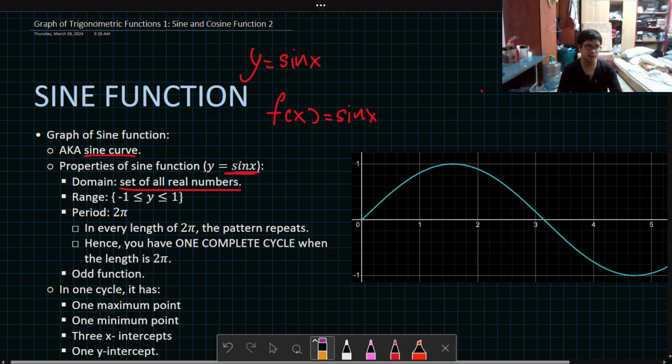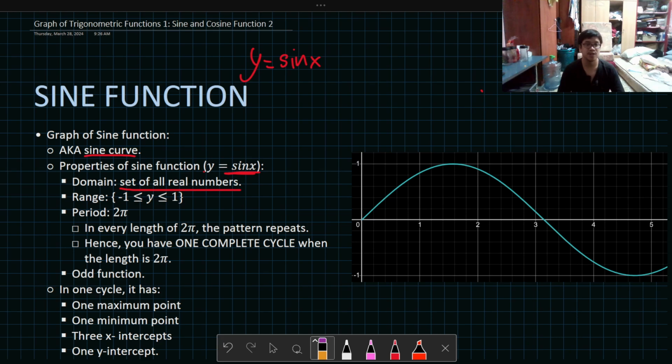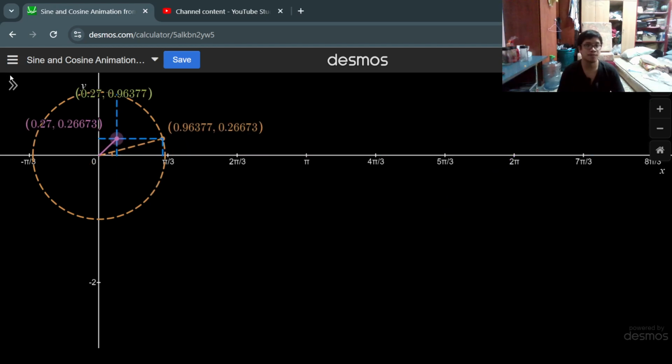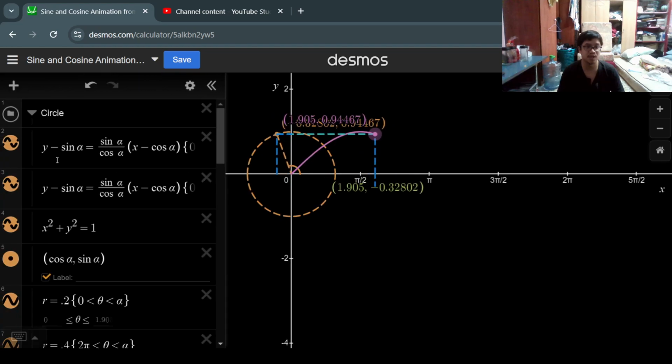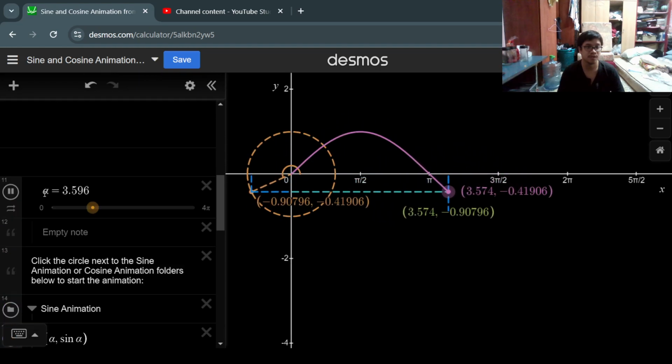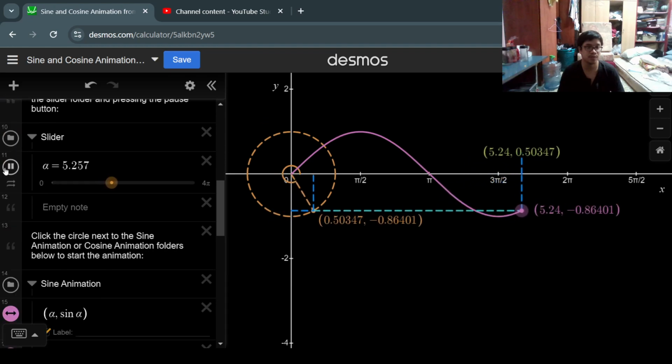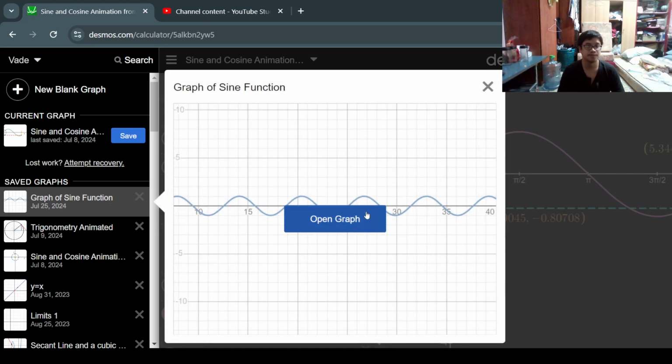Let me explain it again carefully. I can explain it to you visually. How would you know that the domain of sine x is in fact the set of all real numbers? Let me switch the presentation here. I'm going to use the graph that I actually made. Let me pause this one. There we go. Let me use this one.